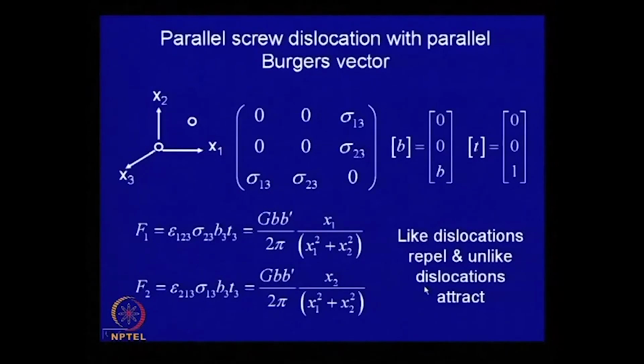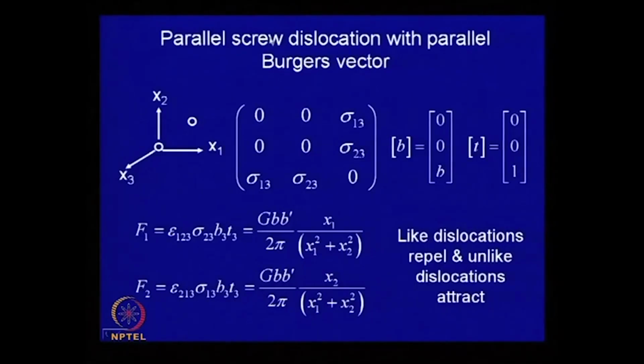Now, why did we do it at length? Because we have to look at the interaction between two dislocations. Say we want to find out how a dislocation will interact in the presence of another dislocation. In this case, we have to look at the stress field of one dislocation and how it is going to react with the stress field of the other.